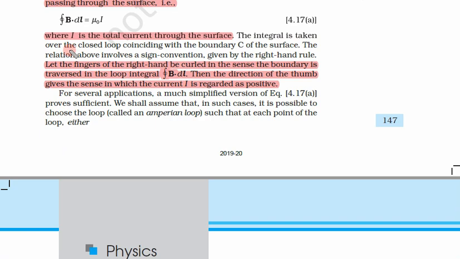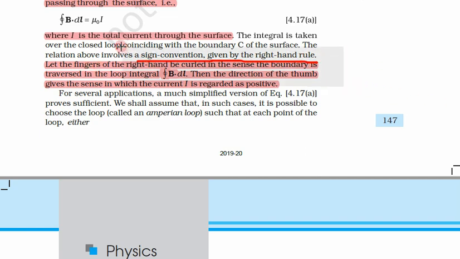The integral is taken over the closed loop coinciding with the boundary C of the surface. That's why this circle is there, because it is a closed loop. The relation above involves a sign convention. Now, the sign convention is given by the right hand rule.